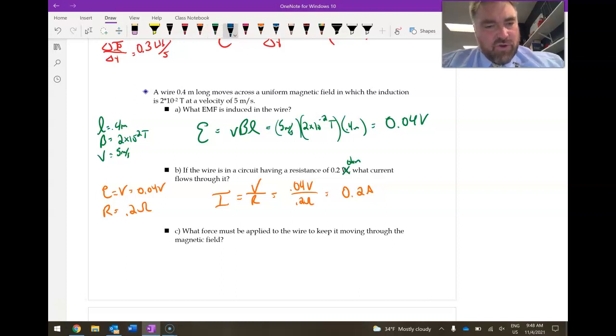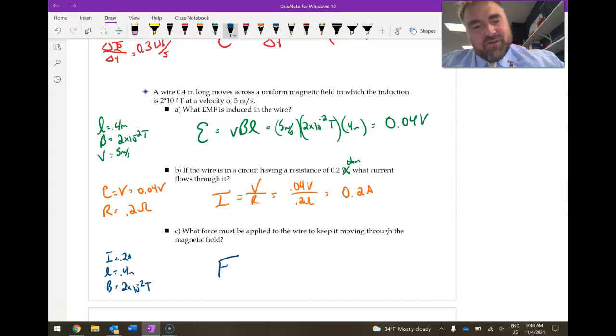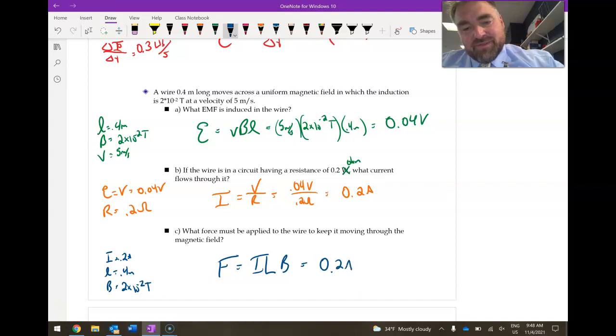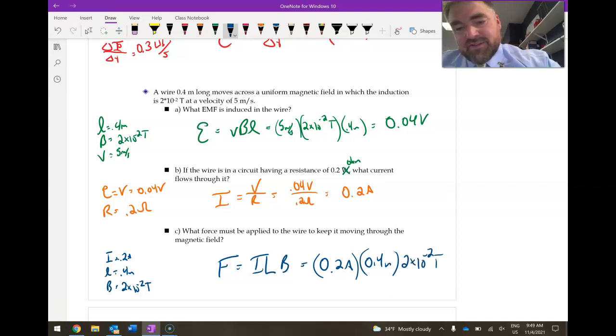So here, we know that the current is 0.2 amps. We know the length of the wire is 0.4 meters, and we know the magnetic field strength is 2 times 10 to the negative second Teslas. So we've got a force is equal to ILB, so that's what we're going to use here. So my 0.2 amps is the current that's flowing through the wire. My length is 0.4 meters. And my magnetic field strength, 2 times 10 to the negative second Teslas.